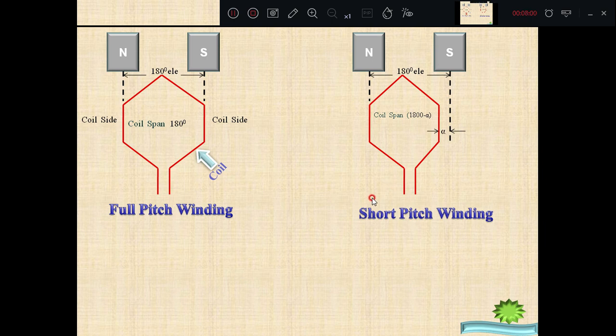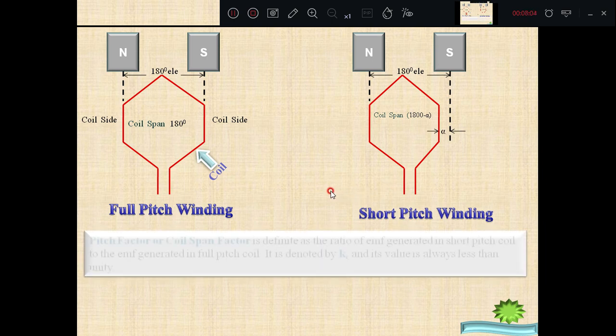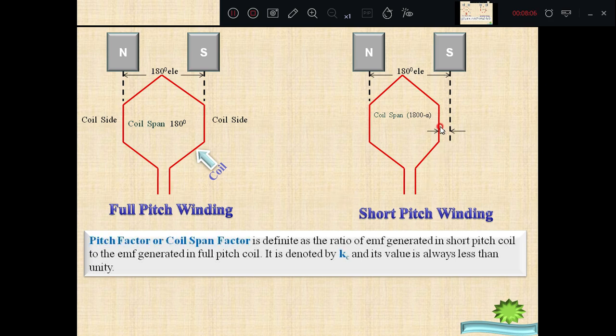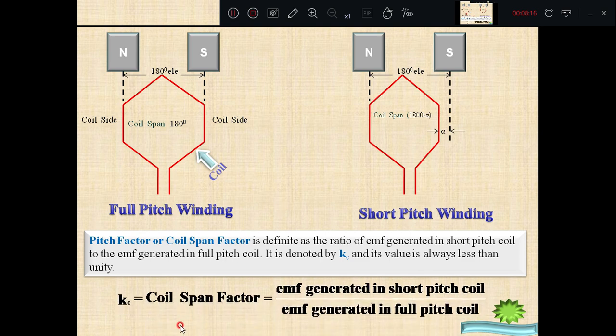Then what do we mean by Kc, the coil span factor? It is the ratio of the voltage induced in the short pitch winding to the voltage induced in the full pitch winding. Mathematically, the coil span factor is the EMF generated in the short pitch coil to the EMF generated in the full pitch winding.